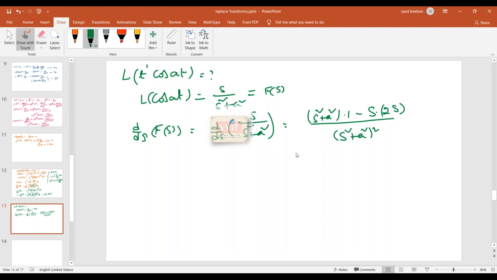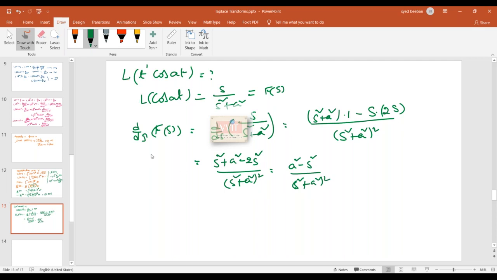On simplification here, I may get s square plus a square minus 2s square divided by s square plus a square whole square, which is equal to a square minus s square divided by s square plus a square whole square. This is d by ds.